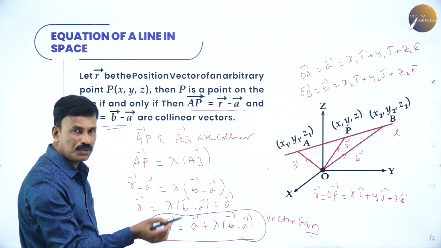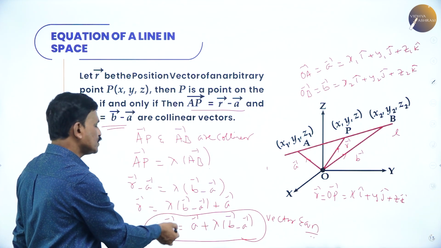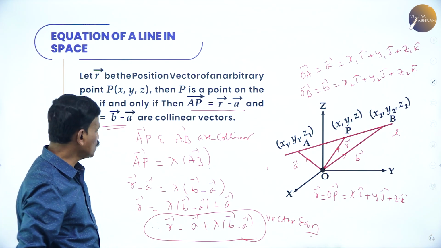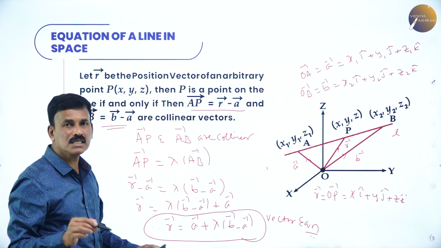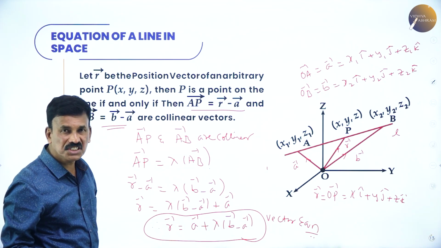Vector B minus A, OB minus OA. So, just transfer this, you will get r is equal to a plus lambda into b minus a. This is the easiest method. Now, move on to the Cartesian form.